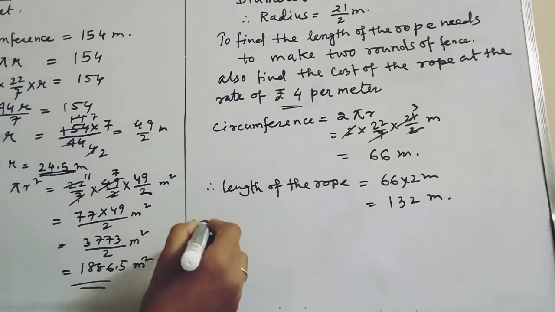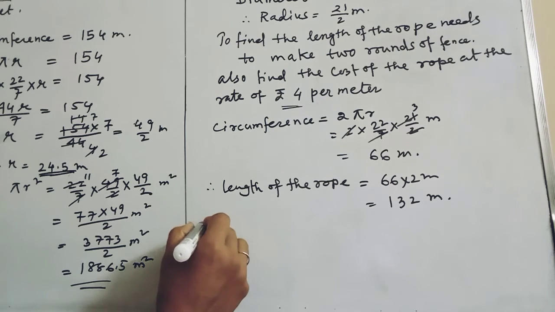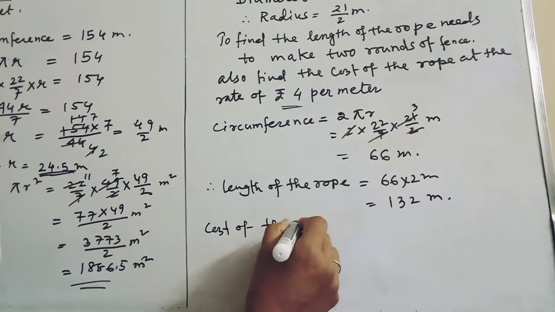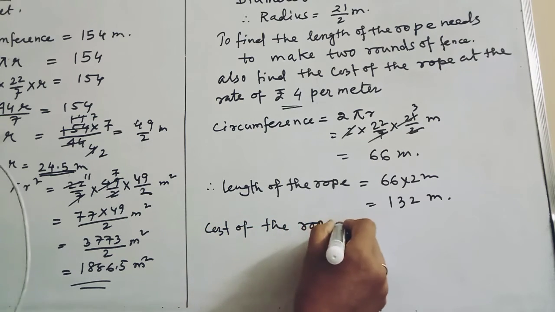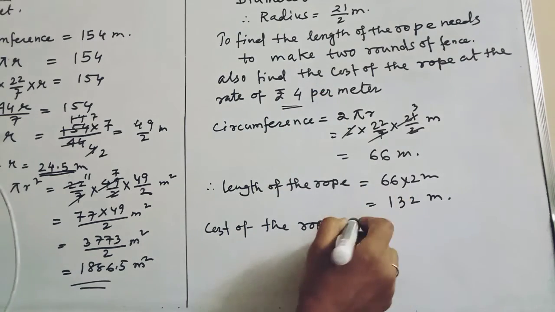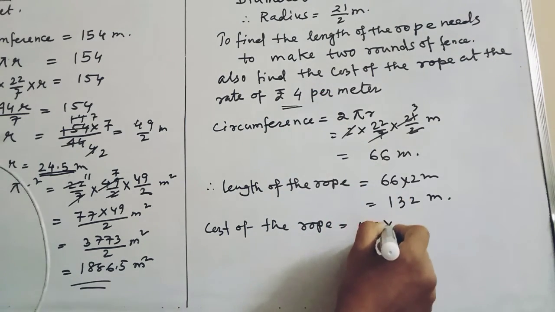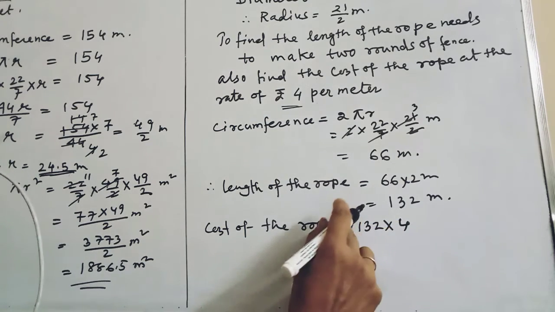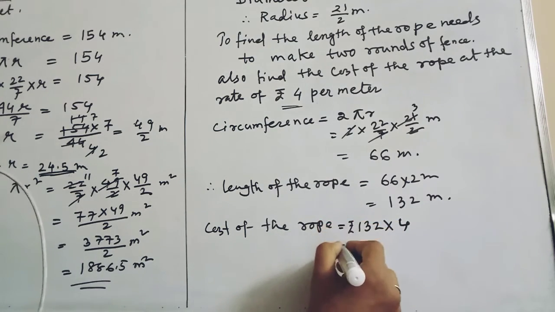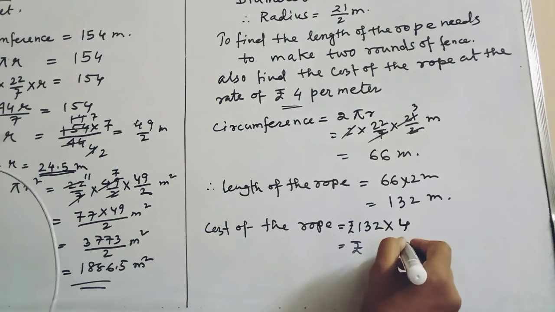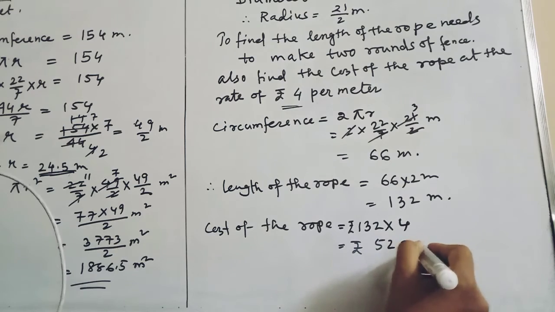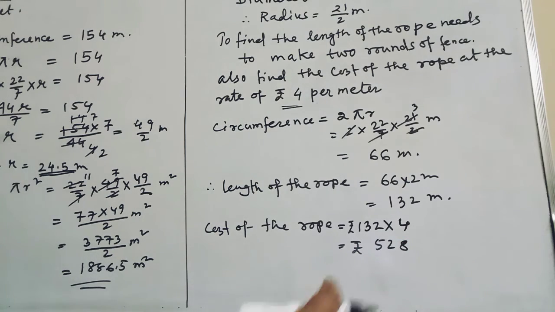Now cost of the rope. At the rate of rupees 4 per meter, 132 into rupees 4, that is rupees 528. So this is the answer of this question.